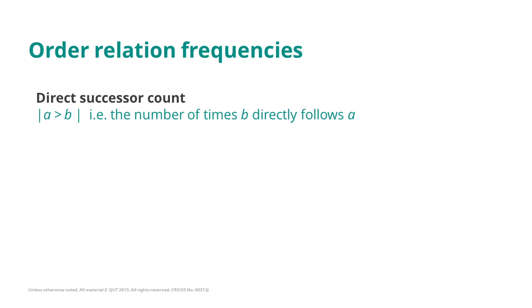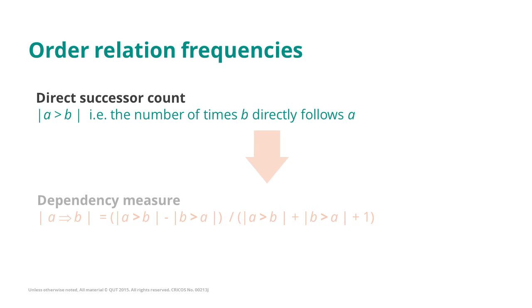How does this work? We now consider other types of relationships associated with the frequency. The first step is again to identify direct successor relations. This is what we already used to do for the alpha algorithm. What is different now, we count how often they occur. And this is the basis for us then to calculate a so-called dependency measure.